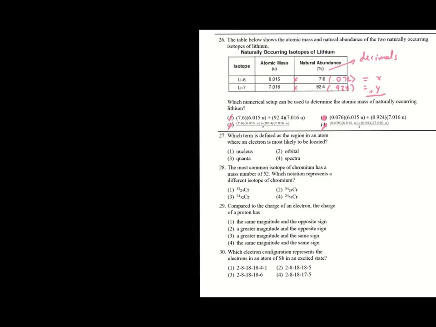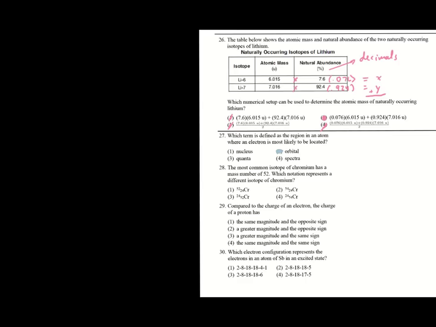Number 27. Alright, 27. Which term is defined as the region in an atom where an electron is most likely to be located? And that's the orbital. Nothing changed there. Same question as before.